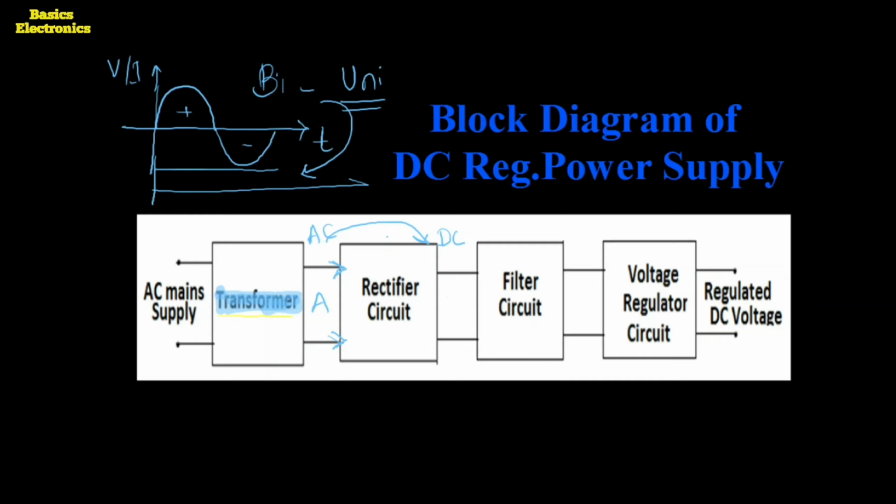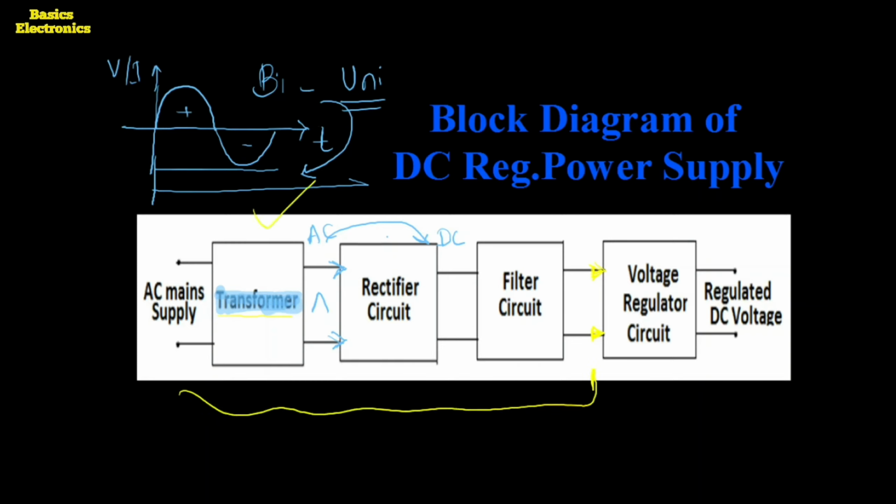Okay, so the output of the filter is a smooth DC. It is almost a pure DC. Only 0.01% of the AC components are available at the output of the filter circuit. Okay, the output of this filter is applied to one more circuit, and that circuit is important for us. That circuit we call a voltage regulator circuit.